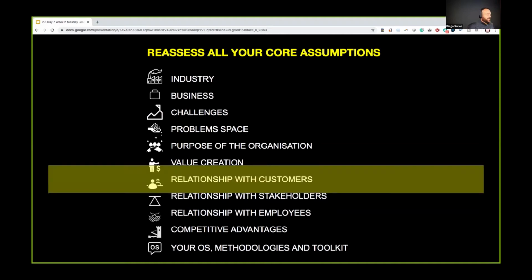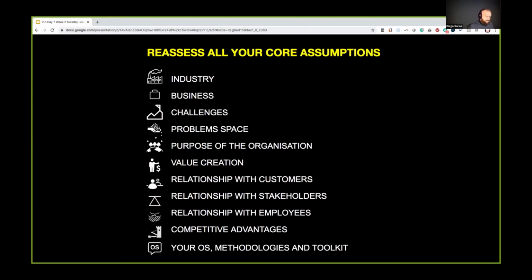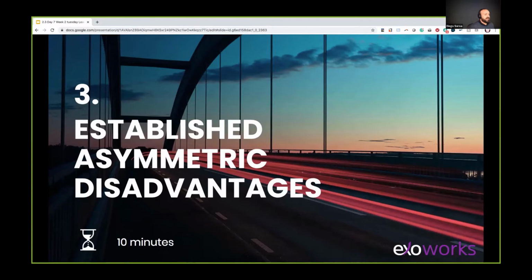And now I'm going to talk to you about one thing that I've mentioned already, which are the established asymmetric disadvantages. They are just a specific kind of pain that affects customers, or clients, or even stakeholders that very much relates to the disruptive approach. Okay, one thing that is specific to our EXO sprints is precisely the disruption.